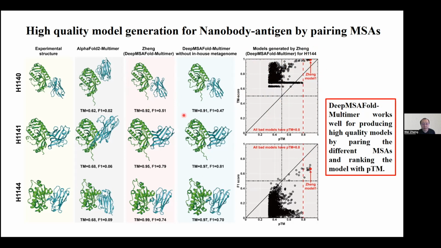Interestingly, when we give the DeepMSA fold the same database as AlphaFold 2, it still can generate very high quality models with TM score still greater than 0.9. Those results indicate the proper way of MSA generating, ranking, and pairing is critical for building the correct model for the nanobody and antigen complex.